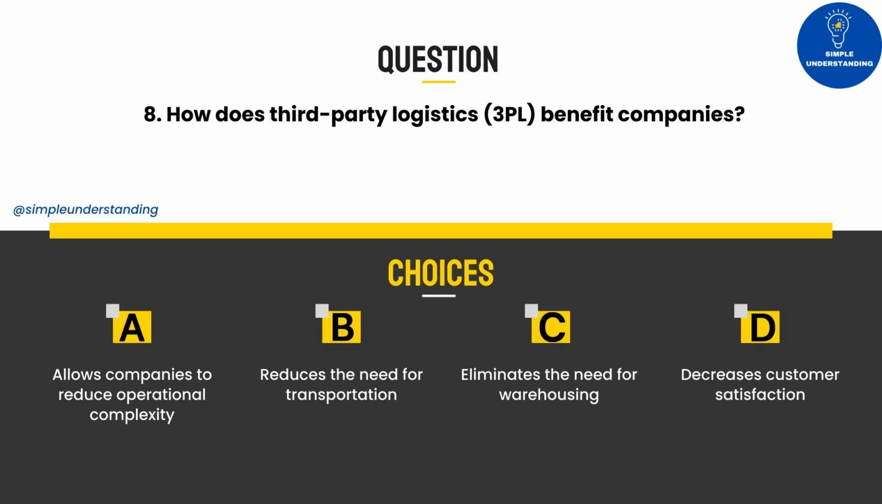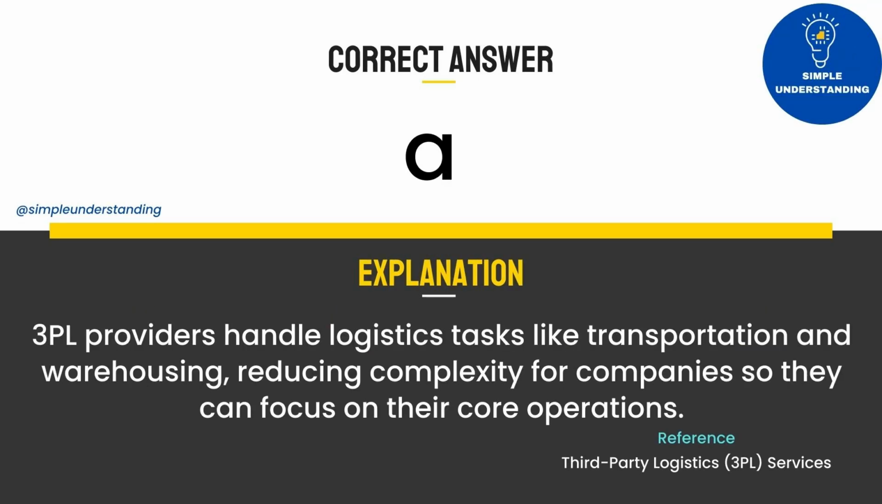8. How does third-party logistics, 3PL, benefit companies? A. Allows companies to reduce operational complexity. B. Reduces the need for transportation. C. Eliminates the need for warehousing. D. Decreases customer satisfaction. Correct answer, A. Overall explanation. 3PL providers handle logistics tasks like transportation and warehousing, reducing complexity for companies so they can focus on their core operations.